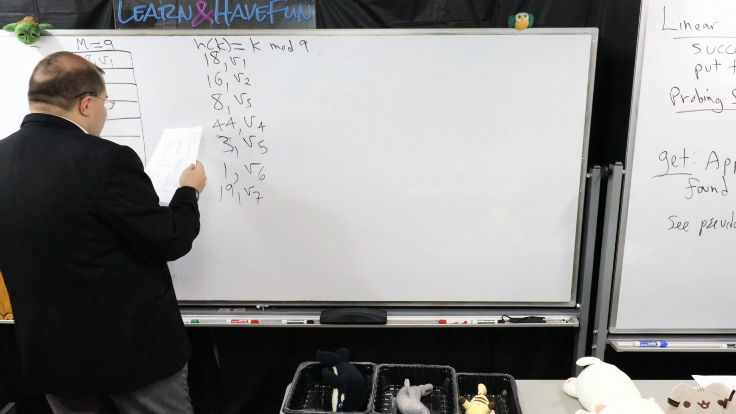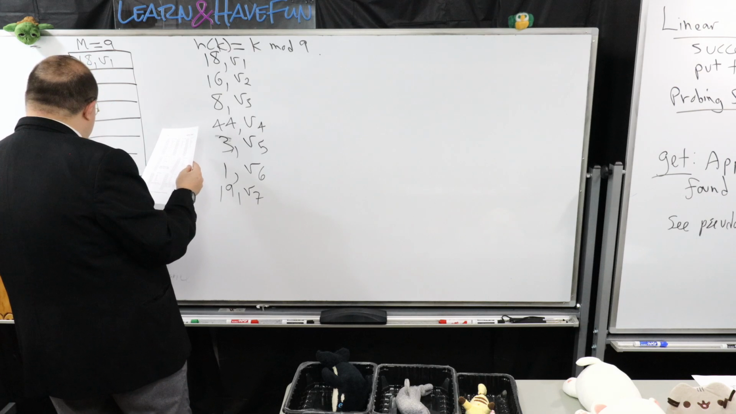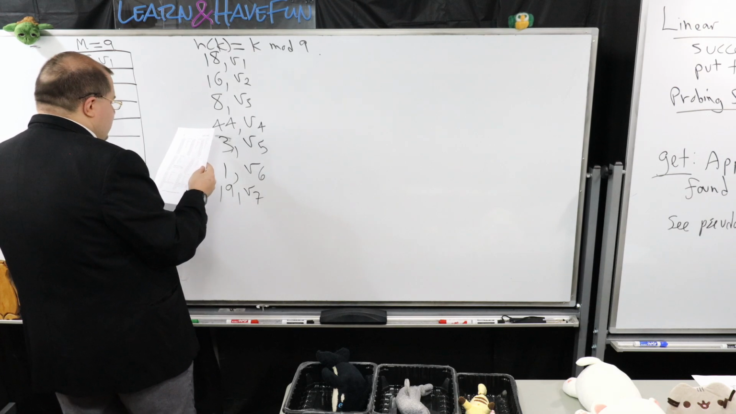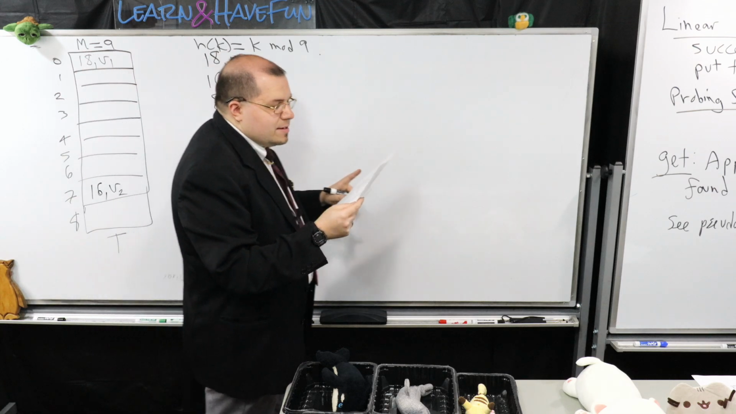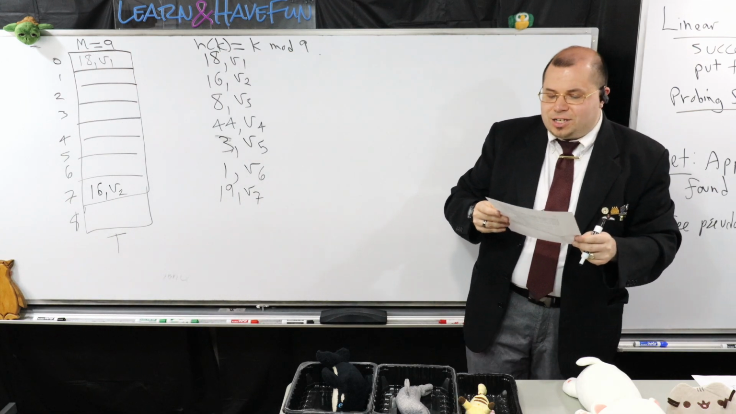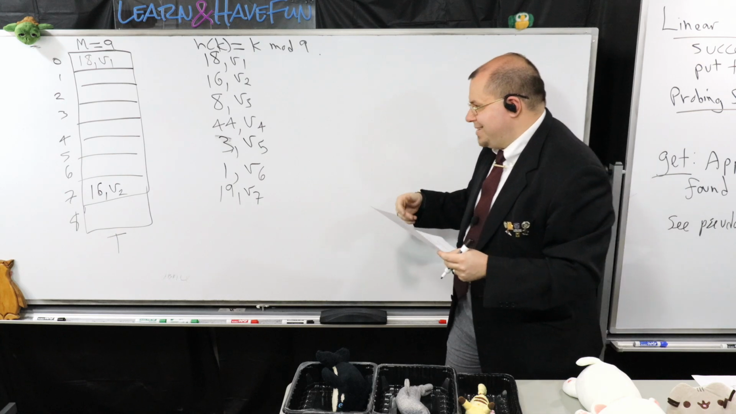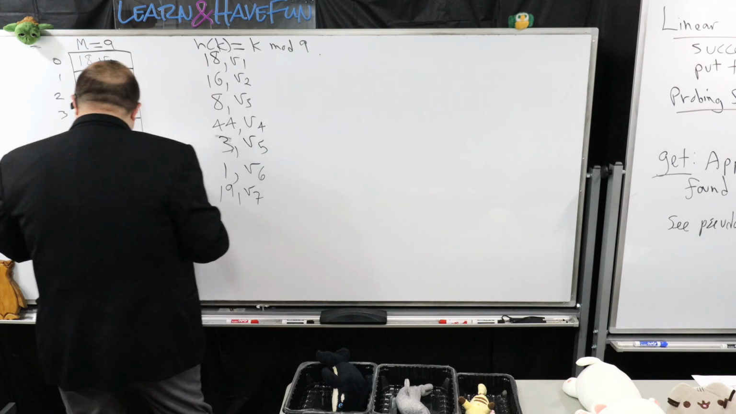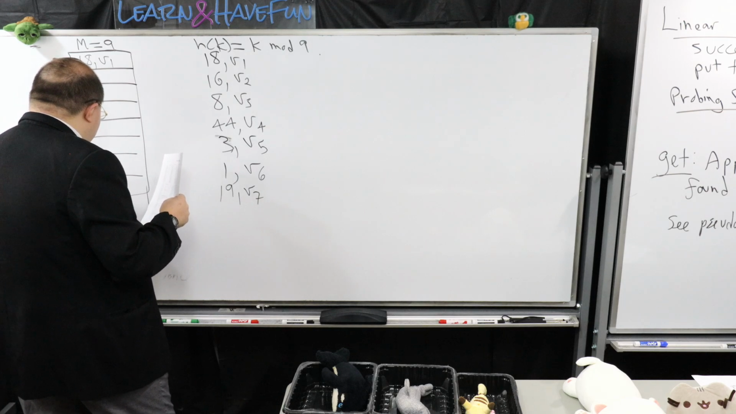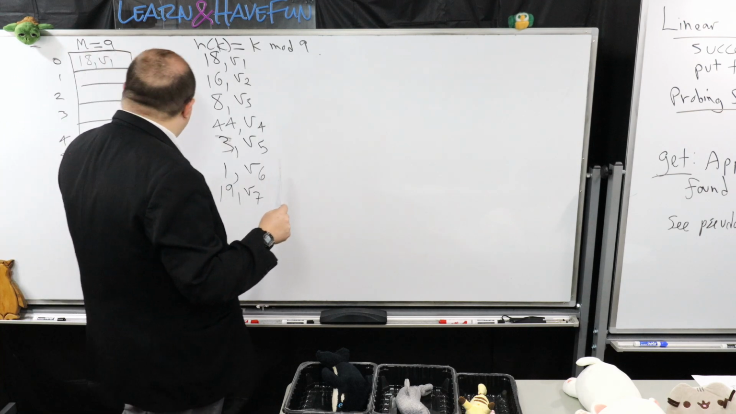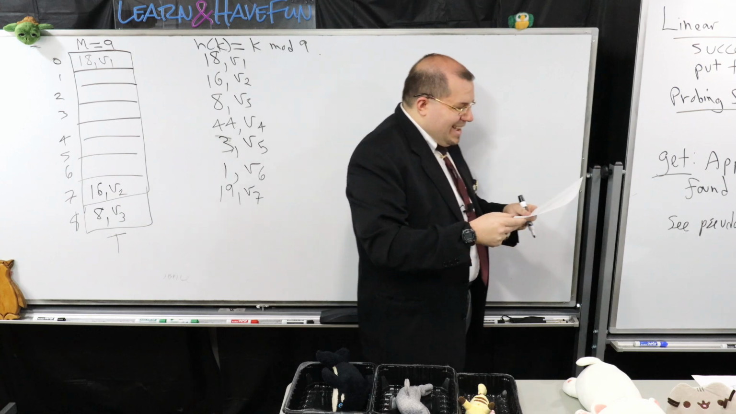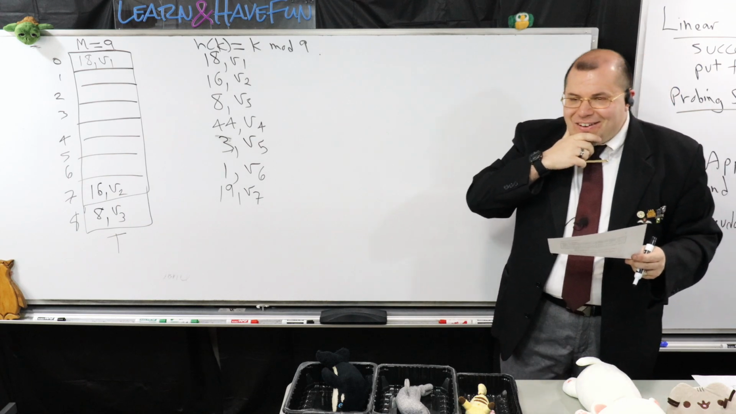So notice so far we're doing okay, right? This looks pretty awesome. 16, V2. Next, which slot should I go for next? 8. Yeah, see. Let's put 8 in here. Okay, now 44.